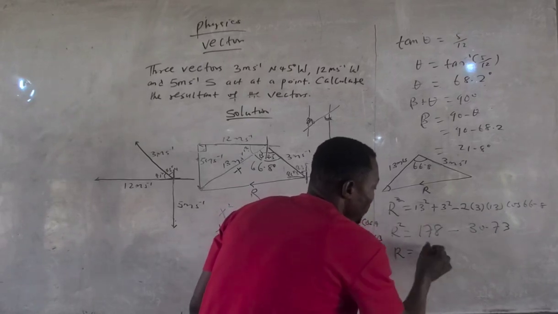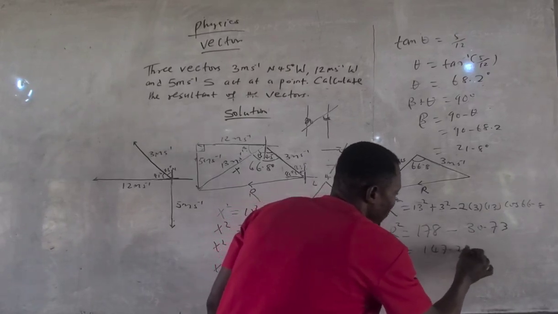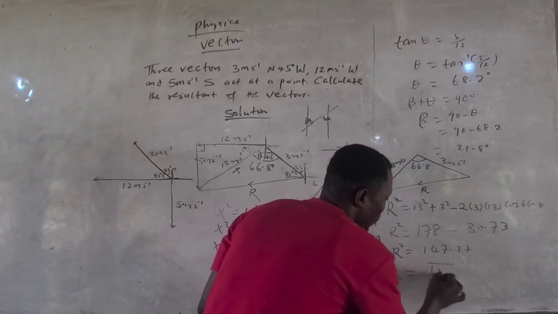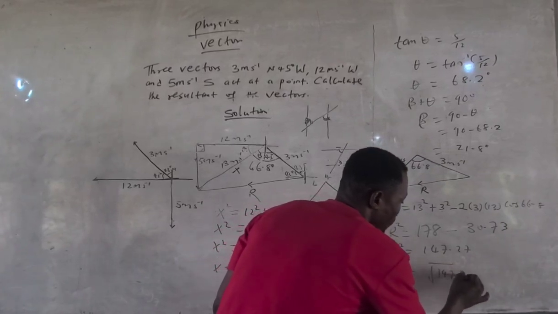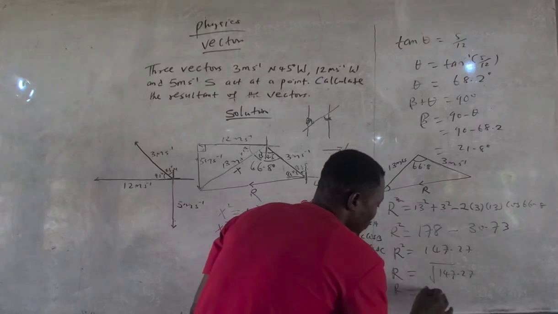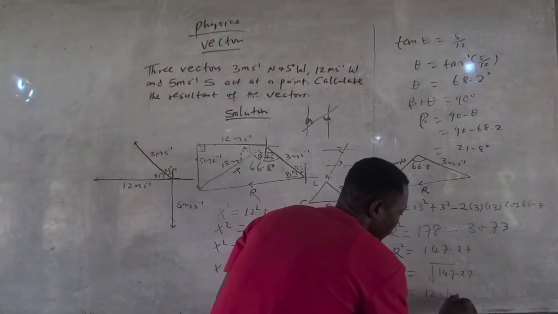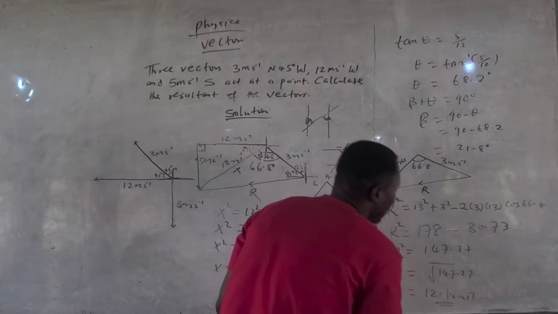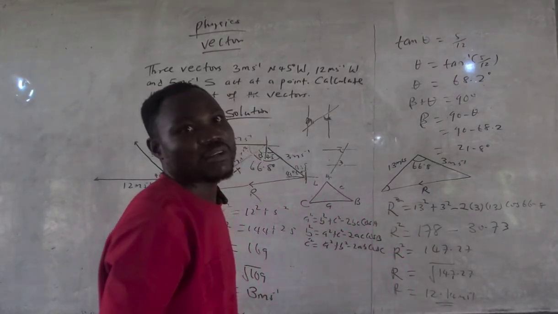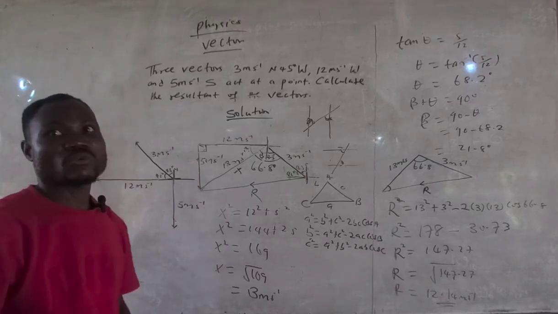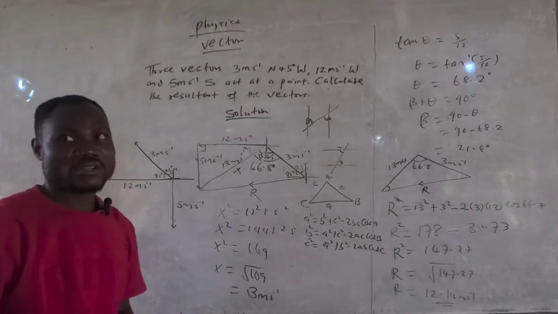So R squared is 178 minus this, which is 147.27. So R is equal to the square root of 147.27. So R is 12.14 meters per second. So the resultant of these three vectors is 12.14 meters per second.